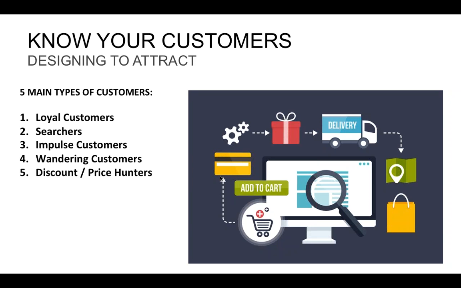The fourth type of customer is a wandering customer, or someone that's browsing and researching and not really sure what they want. It's nothing on their to-do list. If they buy something, great. If not, whatever. They're your website window shoppers, if you will. And the fifth type of customer is a discount or a price hunter, someone that's just simply looking for the best price or deal.